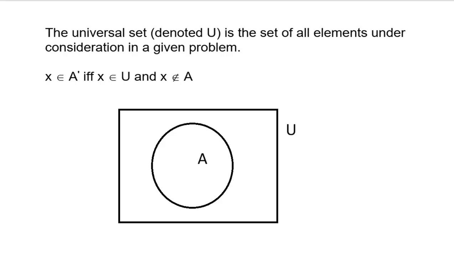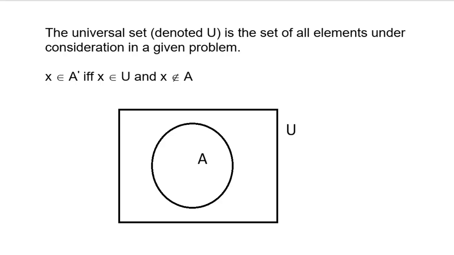In a problem, the universal set is a set of all elements under consideration in the problem. For example, if we're focusing on a problem involving integers, the universal set might be the set of all integers. A, which is depicted by the circle within the universal set, is typically a subset of the universal set. So in this case, A might be the set of even integers. Using Venn diagrams, you can depict sets and operations on sets.